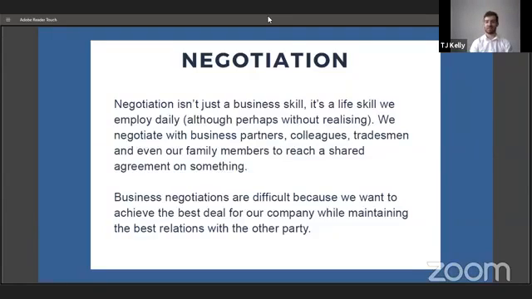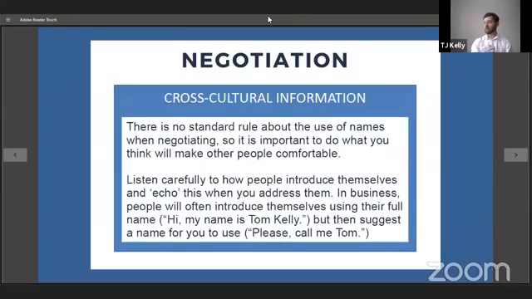I know I'm always having to negotiate with my kids what we're going to have for dinner, that kind of thing. Business negotiations are difficult because we want to achieve the best deal for our company while maintaining good relations with the other party. The course book is full of cross-cultural information such as this in the blue boxes. This information is always useful and provides further insight into a topic.